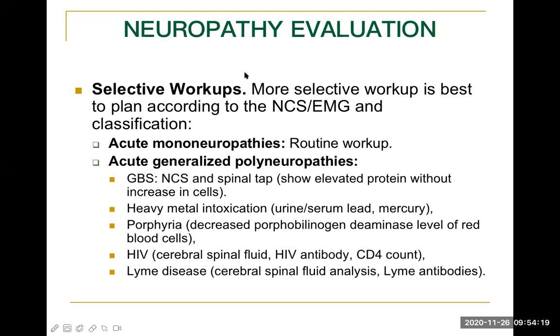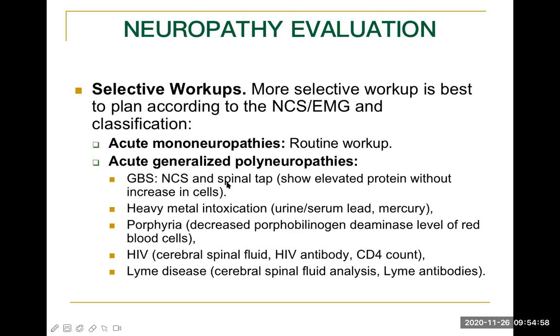Now, some of the selective workups, we do these in a particular condition only. Like in acute mononeuropathy, we go for a routine workup, which we have just explained. But in case of acute generalized polyneuropathy, meaning most of the nerves in our body are affected, and it is a type of overall or symmetrical affection or patchy involvement here and there, then we go for this type of test. In case of GBS, we go for nerve conduction study, which is a routine actually.